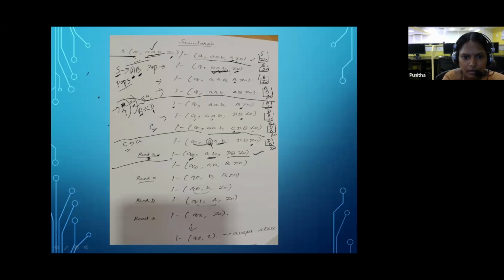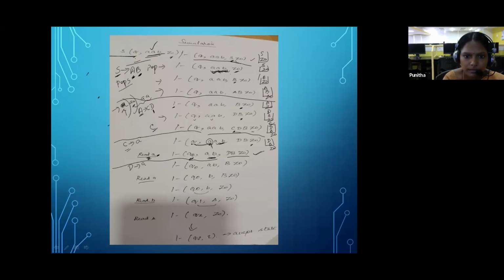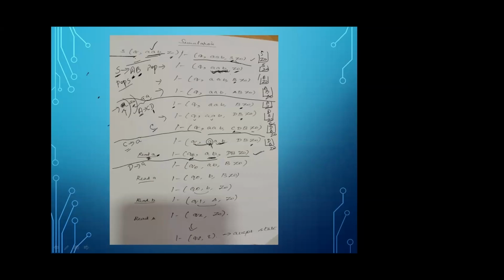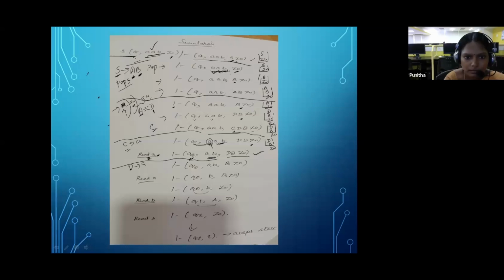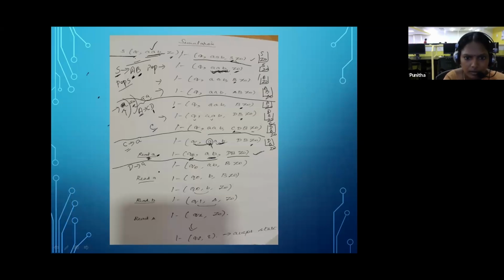Next, I need to perform the next production. The next production is D tends to A. In which I'm performing the pop D operation. So D will be removed from the stack. The remaining elements are B, Z naught, so I wrote here B Z naught.